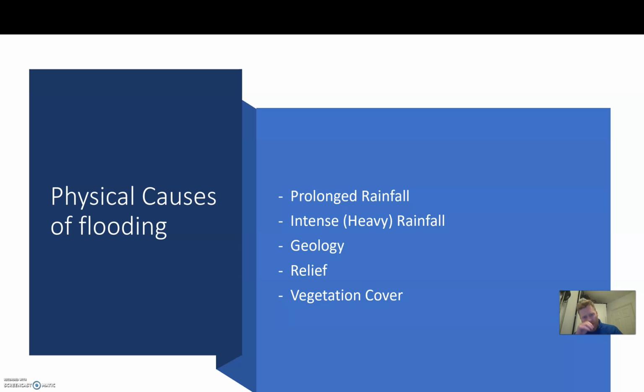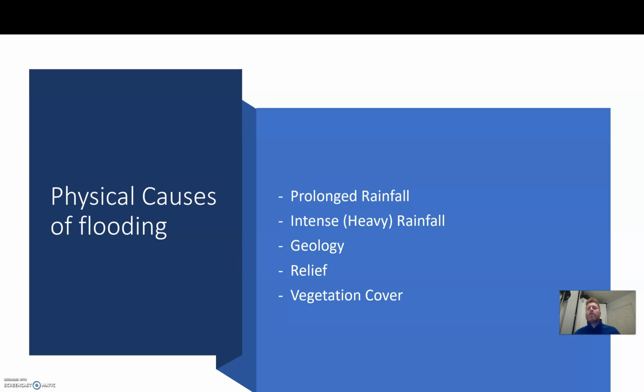In a moment, I'm going to be asking you a question and setting you a task to do, where you have to explain how each of these can cause flooding, or can increase the risk of flooding. Let's just pick one to give you some help. Let's pick prolonged rainfall. So how can prolonged rainfall lead to a flood?